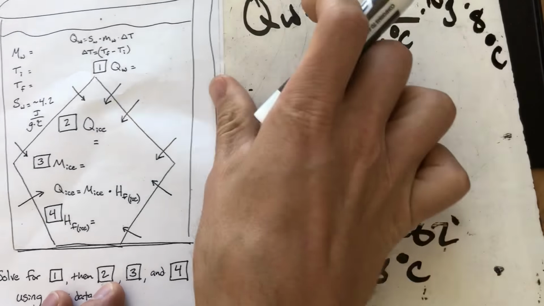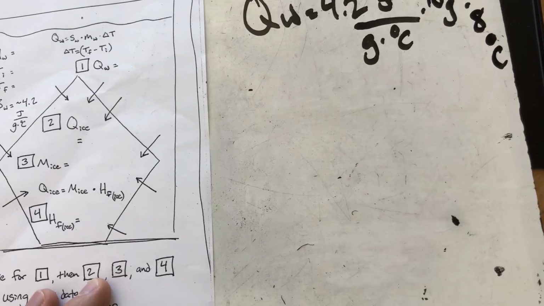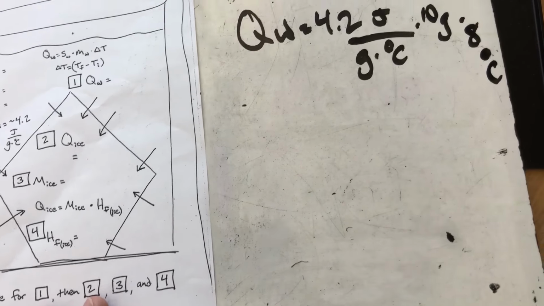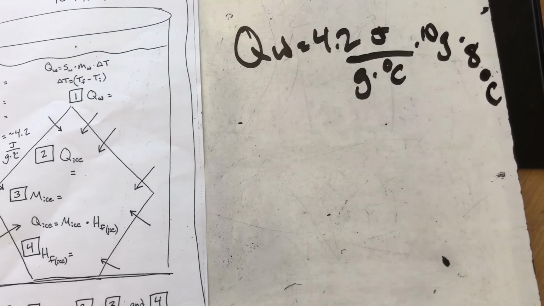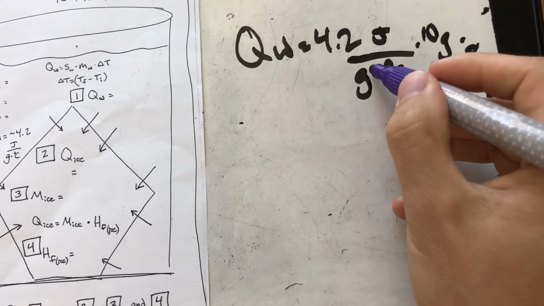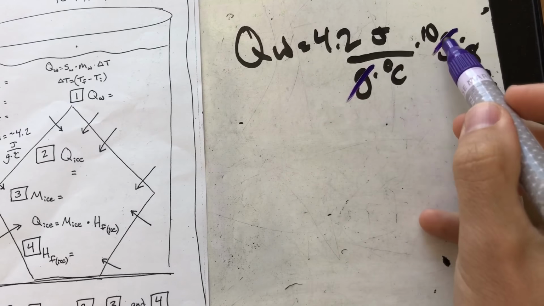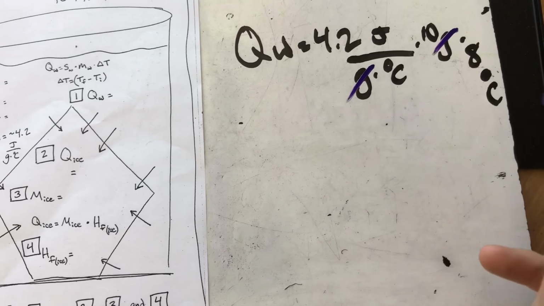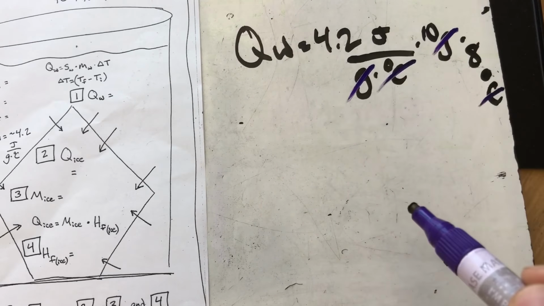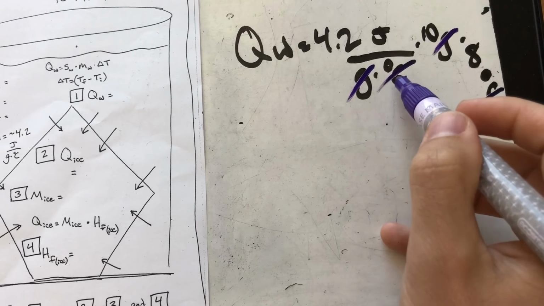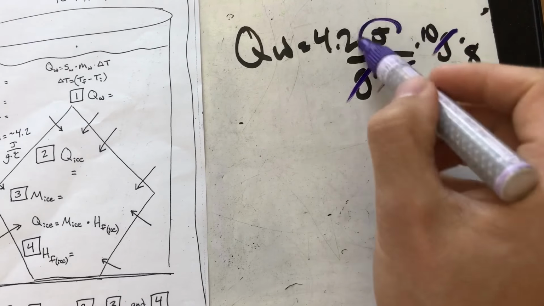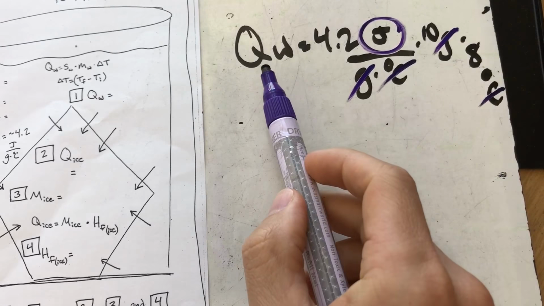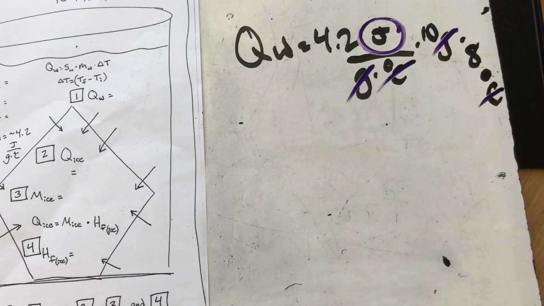Okay, get rid of these. So now let's use maybe a different color. So now we can cross out our gram units, because this one's in the numerator, that's in the denominator. We can cross out our Celsius units, numerator, denominator. And now we only have 1 unit, which is good because we want our heat value to be in units of joules. So now we do a little bit of math.